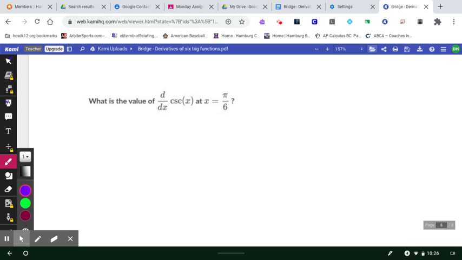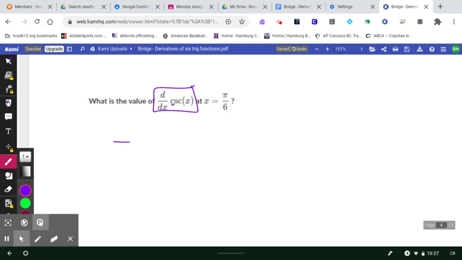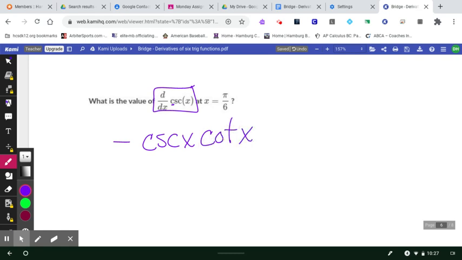So if you need to pull up your cheat sheet of the derivatives because we don't have them memorized, that's perfectly fine. So look back in your notes. The derivative of cosecant of x. Well, we know it starts with a negative because it starts with a c. Cosecant repeats itself. Cosecant of x, and it's a co, so it has the other co in it. Cotangent of x. Now I have to carefully plug in pi over 6. All right, so let's plug in our pi over 6.